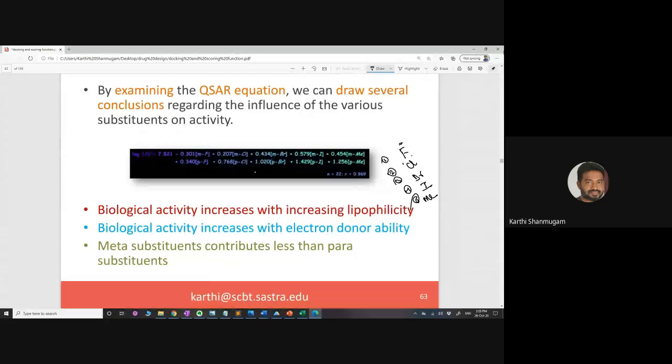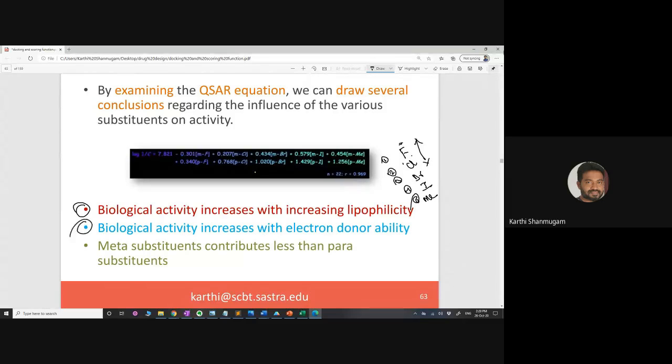Okay, you may take it as homework, right? I'm running out of time. So the first point is that the biological activity increases with lipophilicity, right? So you just check what is the order of lipophilicity, and we'll make the discussion then.